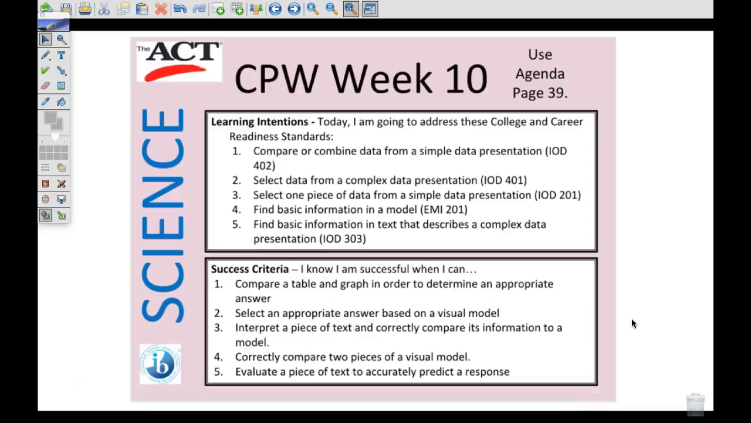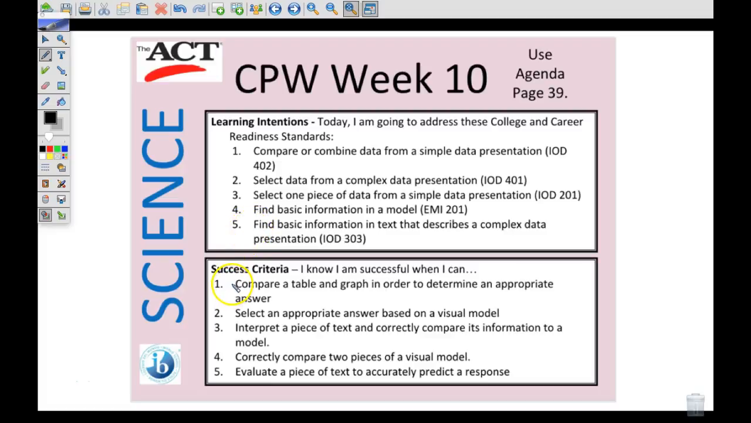Today we have 5 questions, and in the first one we're going to compare and combine data from a simple data presentation. In the second, we'll select data from a complex data presentation. In our third question, we'll select one piece of data from a simple data presentation. In our fourth question, we'll find basic information in a model. In our fifth, we'll find basic information in a text that describes a complex data presentation.